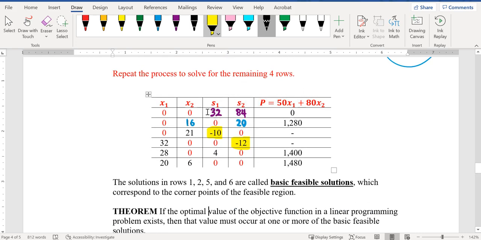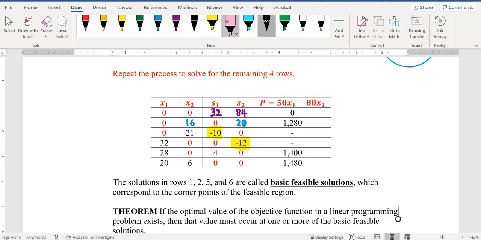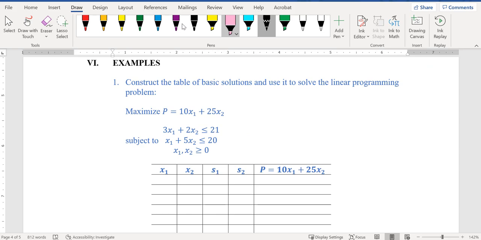Once we plug the x1, x2 solutions into our objective function, we can see which one gives us the maximum. So this is the biggest value, 1480, of the objective function. So this is our solution to the linear programming problem. Let's go look at a couple of examples. We're going to construct the table of basic solutions and use it to solve the linear programming problem.